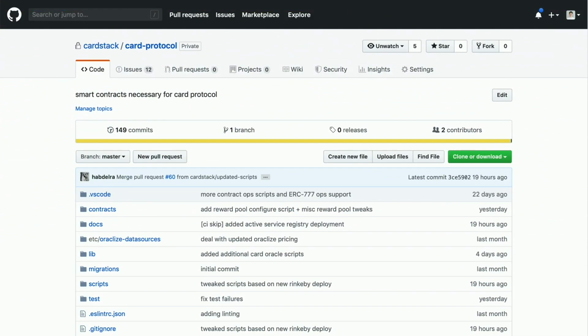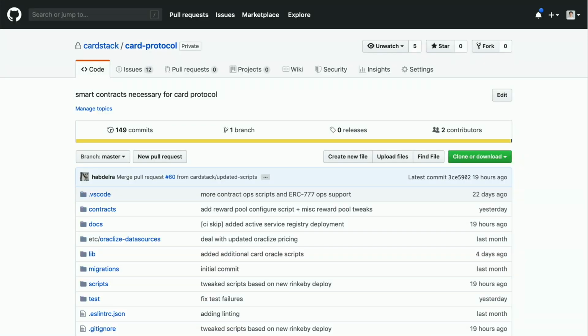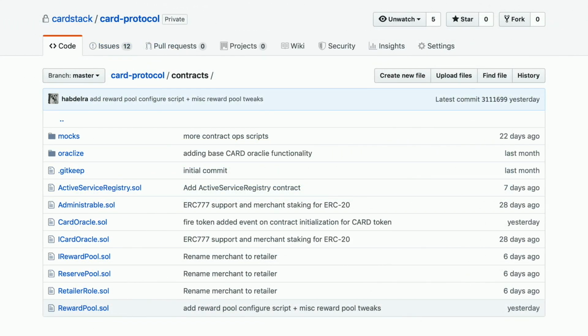So this is an interesting description of the underlying smart contracts. We call it the smart contracts necessary for the Card protocol. As you can see, most of the heavy lifting is actually done in Cardstack Hub in off-chain land. There are some parts of the protocol that need to happen: contracts, oracles, and integration, and creating the various levels of pool, whether it's the reward pool, the stake pool, or the reserve pool. The basic idea here is that we are trying to keep the surface area of smart contracts as small as possible.